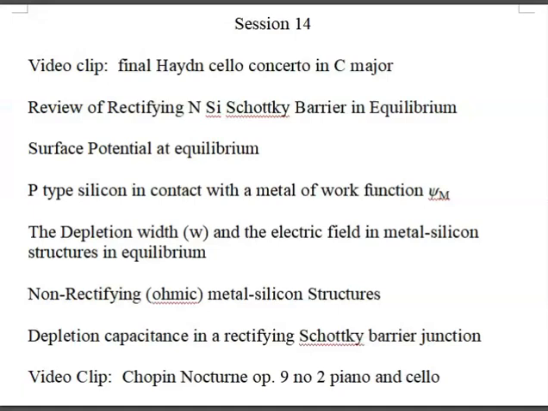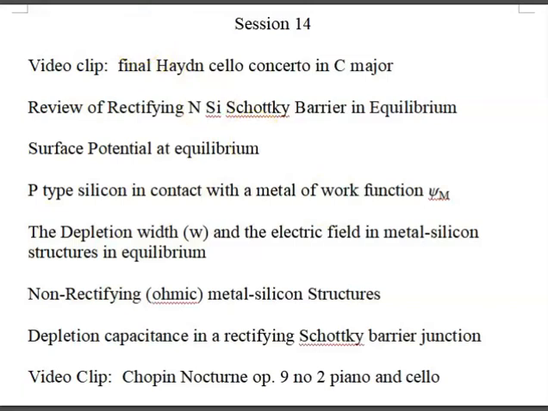Okay, these are some of the topics we'll be covering today. We're going to review a little bit from session 13 because there was a lot of material there. And this will be the N-type silicon Schottky barrier in equilibrium. Then we're going to look at just a little bit of something called surface potential. Then we'll go into the main body of our work for today, which is P-type silicon in contact with a metal work function in B sub M, where we'll look at the conditions under which we get a rectifying junction.